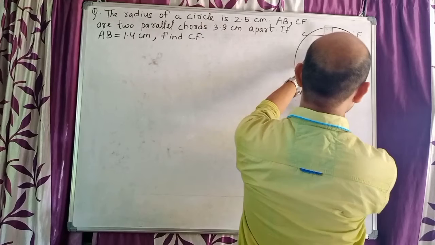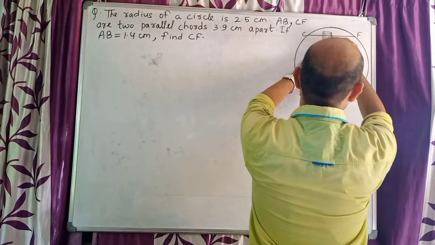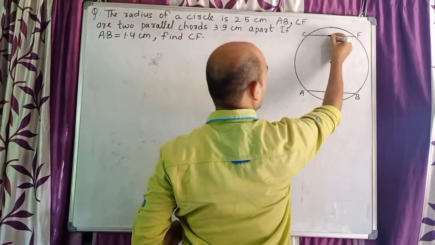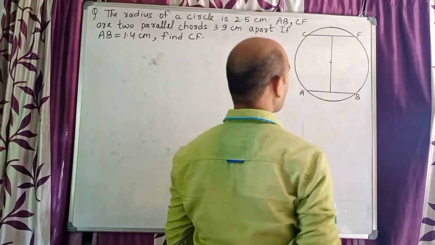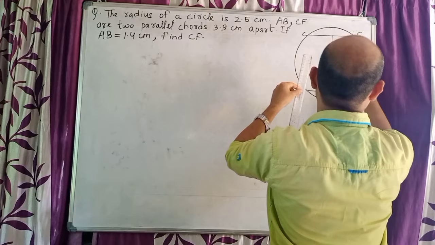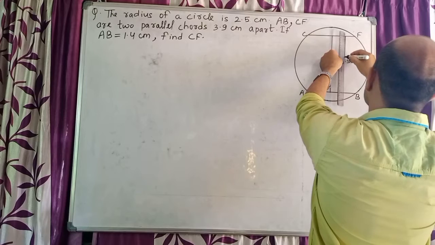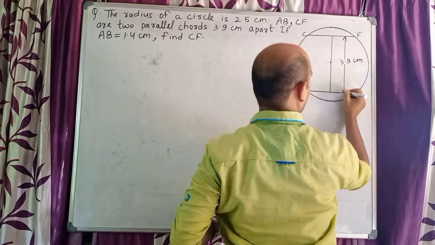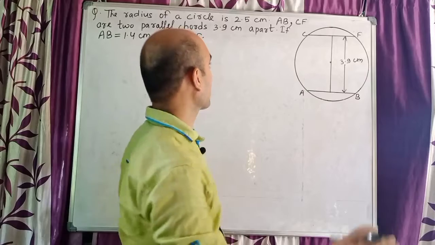So let me draw the distance between these two chords passing through the center. So the distance between these two chords is how much? It is 3.9 centimeter apart. You can just draw in a stylish way, writing here 3.9 centimeter, but you can draw this way also, the distance between these two chords. You give an arrow. With this arrow we will understand that the distance between these two chords is 3.9 centimeter. This is the way of drawing.